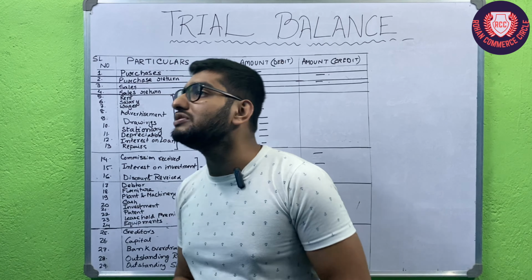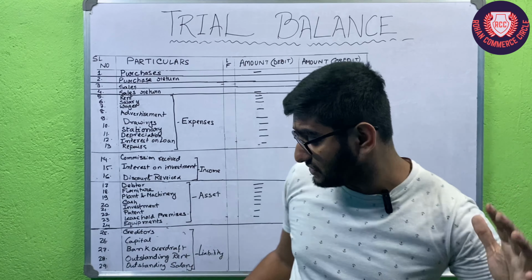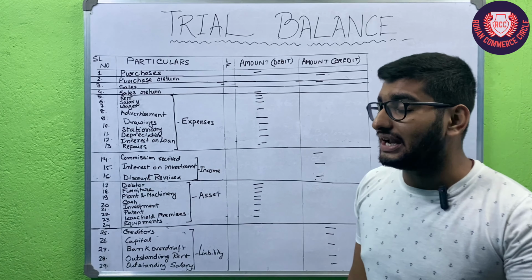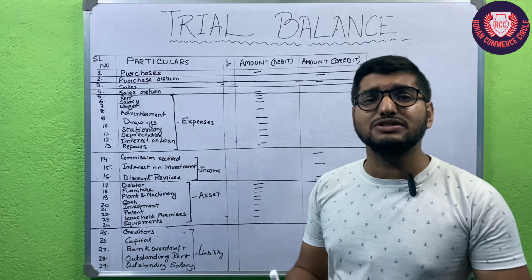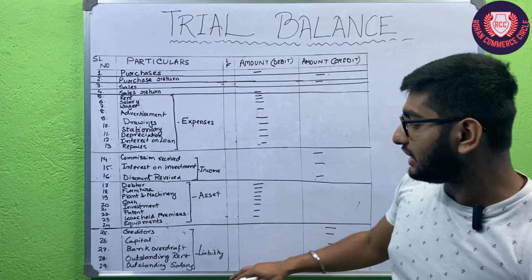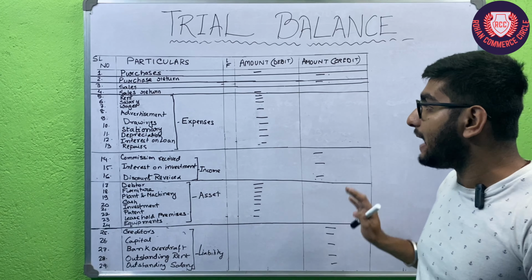Next, what is outstanding rent? Outstanding rent means we have to pay the rent. So that is a liability for us. Next is outstanding salary. That means we have to pay the salary to someone. So that is what outstanding salary is. So all are credit balances.